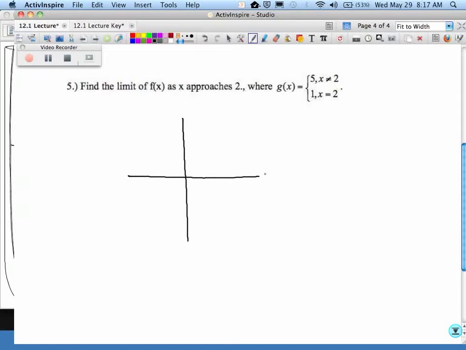All right, so this is a piecewise function. We're supposed to do this. What's the limit as x approaches 2? Now, my graph is when x is not 2, I'm at 5. And when x is 2, I'm at 1. Your choices are 1, the limit does not exist. 2, the limit is 5. 3, the limit is 1. Or 4, I don't know.